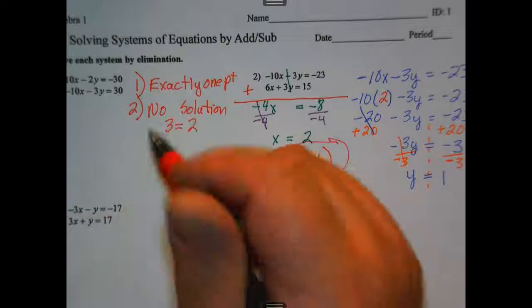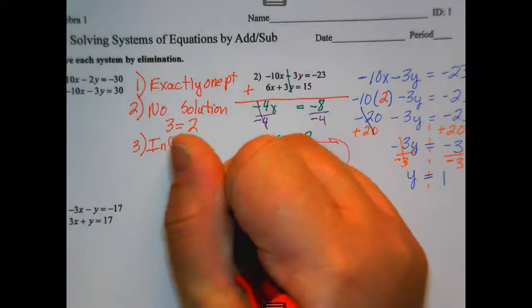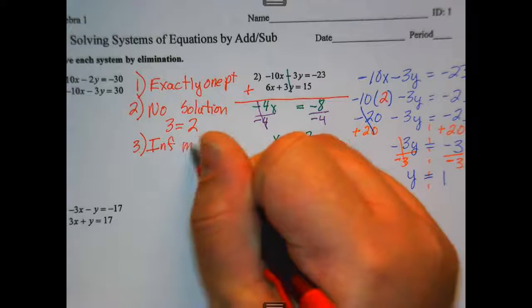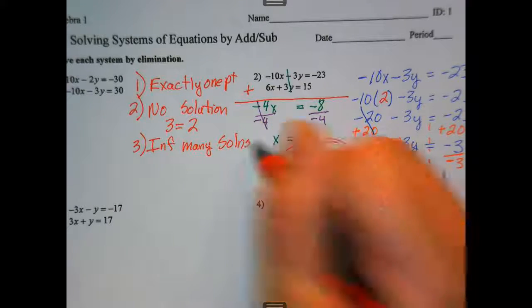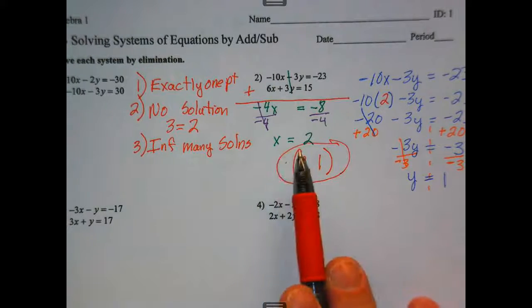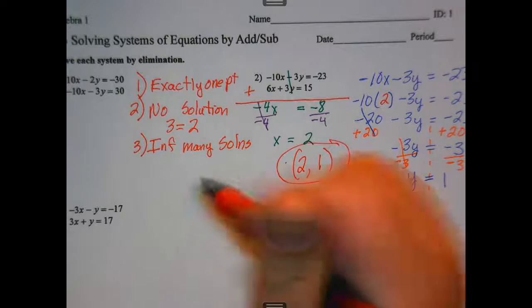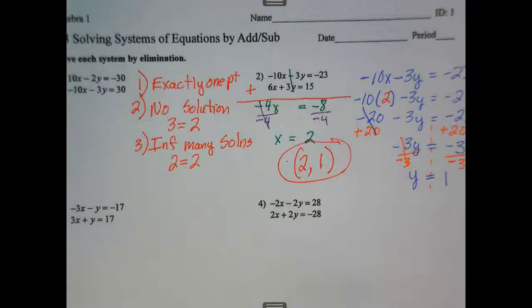Okay? Now, infinitely many solutions. What kind of statement would I get here? I would get a number equals a number, or a true statement.